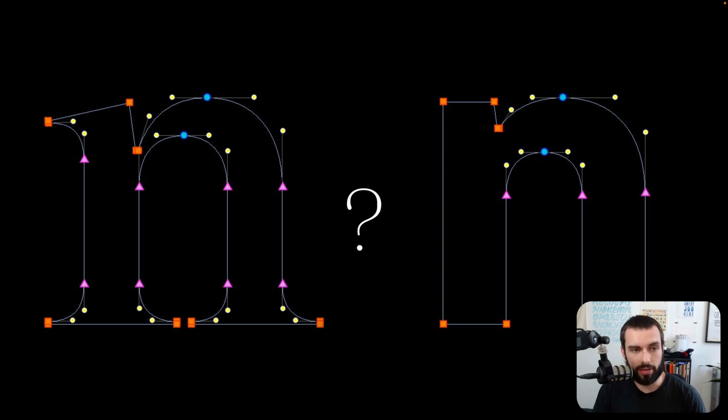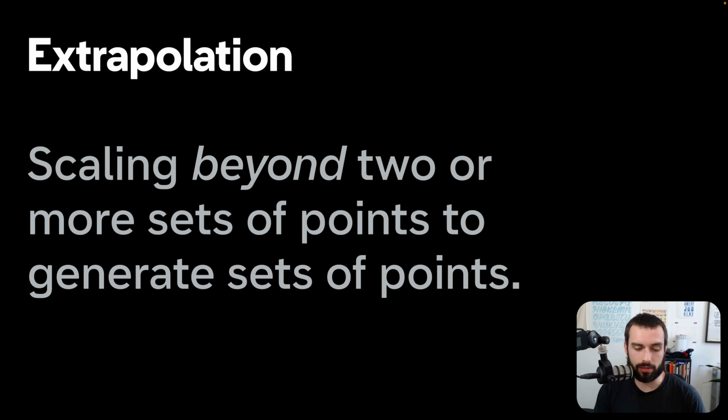So a serif N will probably have a lot more points than a sans serif N, and these two shapes are not compatible because of it. We'll actually be looking in a few moments at what we would do to make these two shapes compatible, and that's something that Skateboard can kind of help you out with.